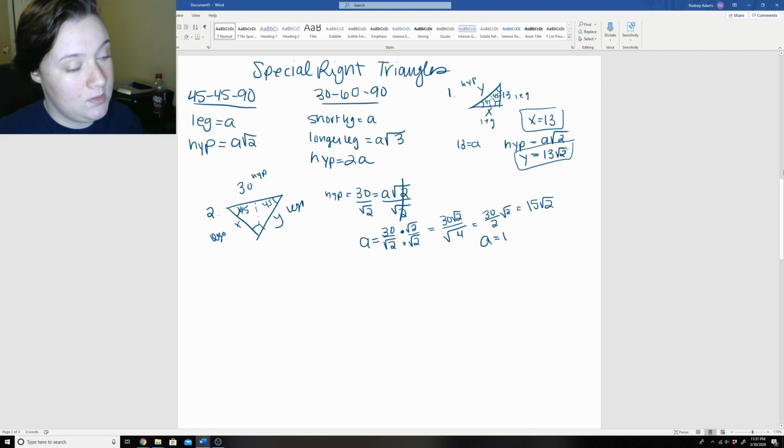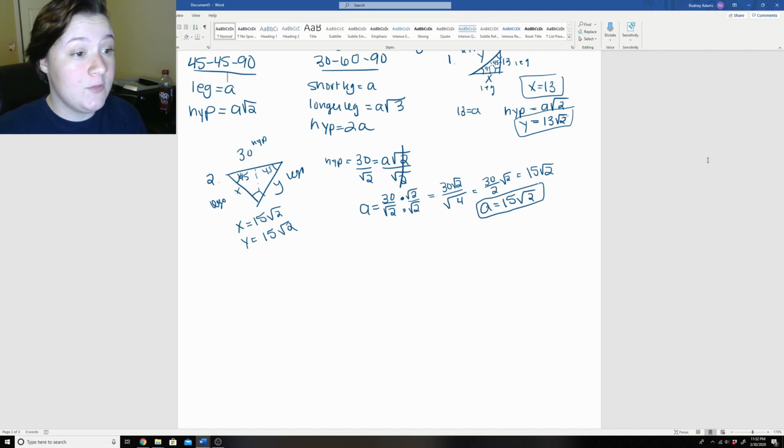I'm going to write that out down below so we can kind of see it better. Okay, so now we know that the hypotenuse already is 30, and both of the legs is just going to be whatever a is. So x and y are both going to be 15 square root of 2.